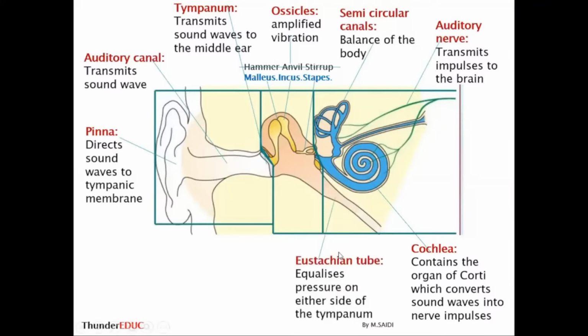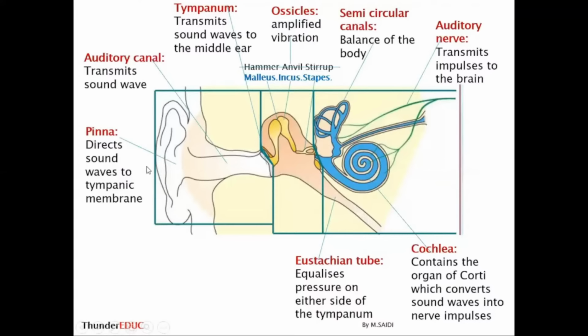Then you have what you call the eustachian tube. The eustachian tube is very important in equalizing the pressure on either side of the tympanic membrane. So if there is pressure on this side coming in, it means that there will be high pressure on this side and low pressure on this side. Then this eustachian tube must bring the pressure so that the pressure inside and the pressure outside are equal, so that there is no rupturing of the tympanic membrane.